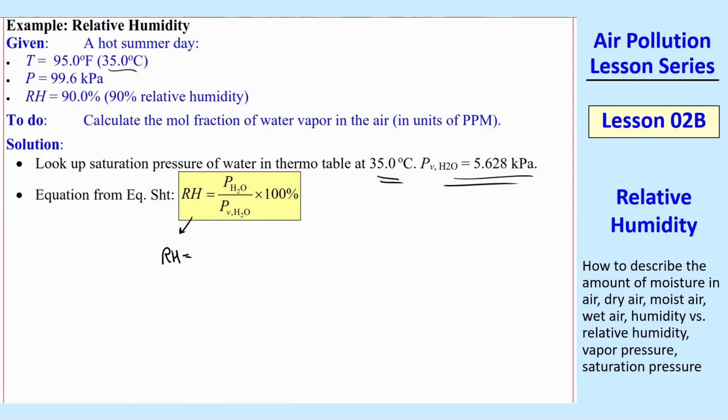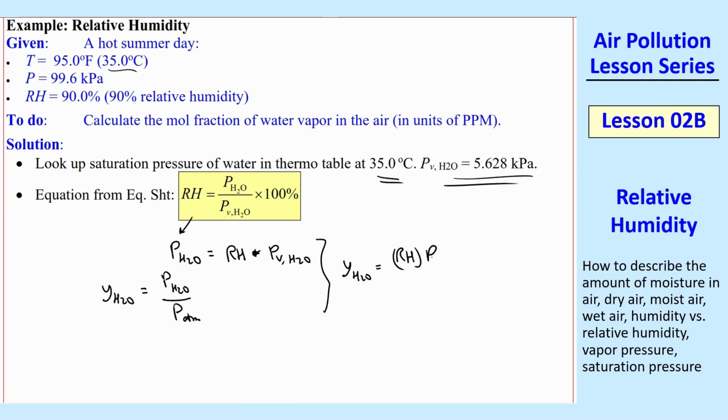So RH is equal to, first of all, solve this for pH2O, which is RH times Pv,H2O or Psat,H2O. We also know that yj, or here yH2O, is pj or pH2O over P, and that P is the atmospheric pressure. We got several pressures going on here. We got the Pv, we got the P atmosphere, and we got the pH2O. There's three different pressures going on. So we combine these two and we can write then yH2O is equal to the relative humidity times Pv,H2O over P atmosphere. So that's our answer in variable form.